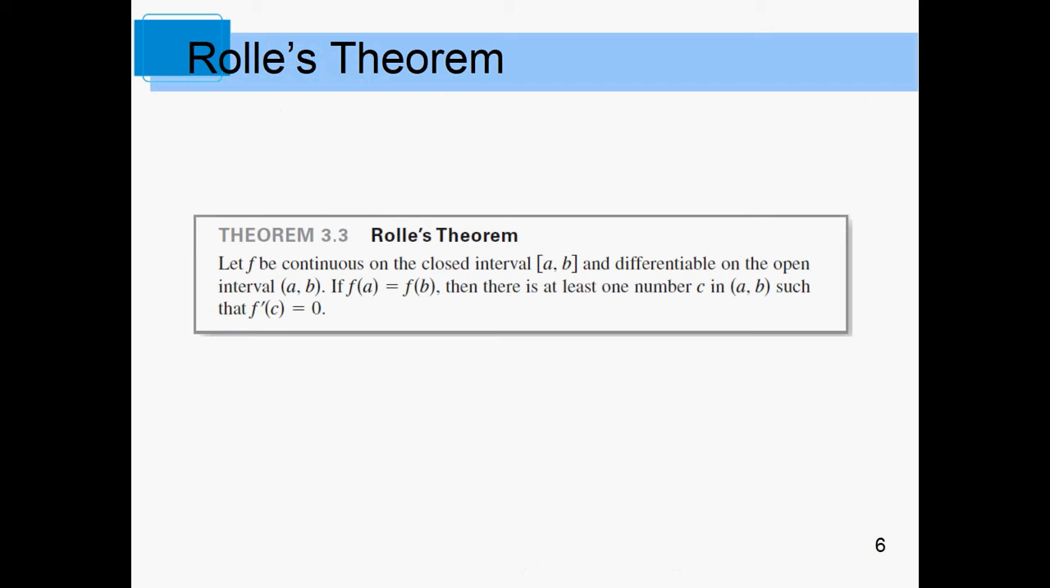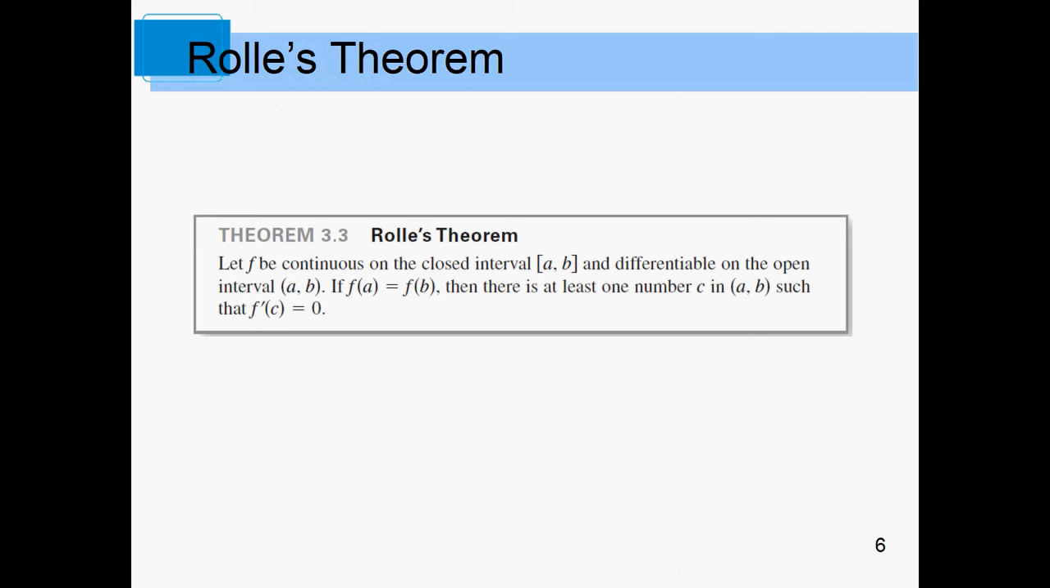What it says is, if we let a function be continuous on a closed interval from A to B, and differentiable on the open interval from A to B, if f of A is equal to f of B, so if the y values at the endpoints are the same, then that guarantees that somewhere inside of that interval there's a C, between A and B, where the first derivative is equal to zero.